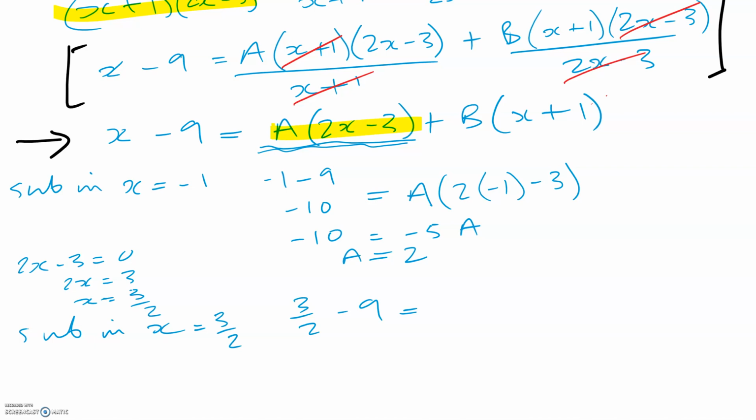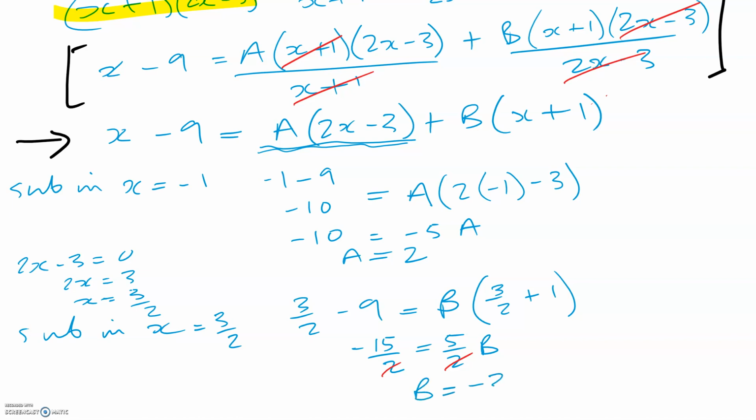That was the whole point of letting x equal 3 over 2. So then we've got b times by 3 over 2 plus 1. The left hand side there is going to give us minus 15 over 2. The right hand side is going to be 5 over 2 b. You can multiply both sides by 2, so you get minus 15 equals 5b. So you can see that b is minus 3.